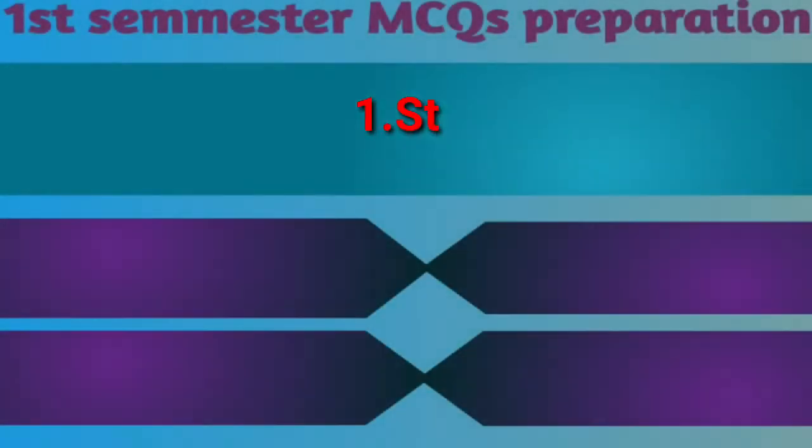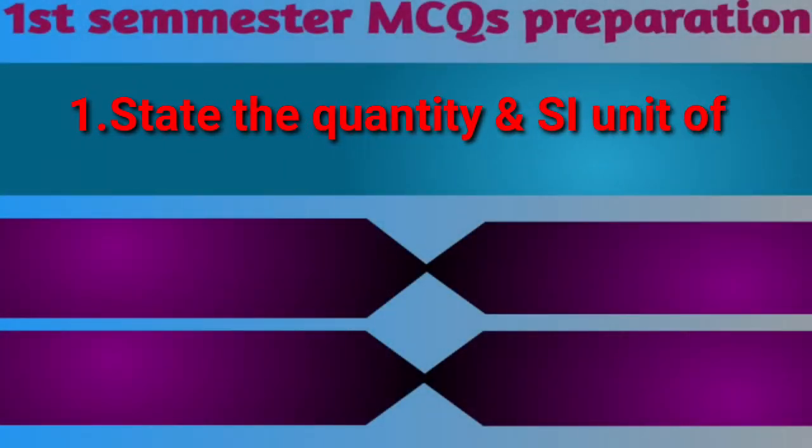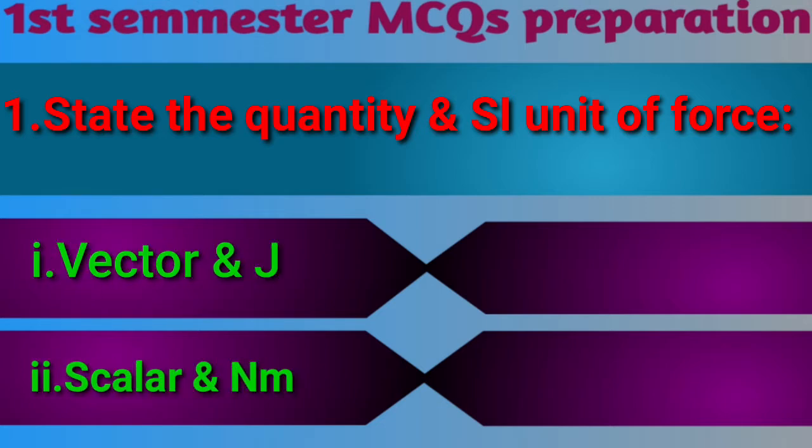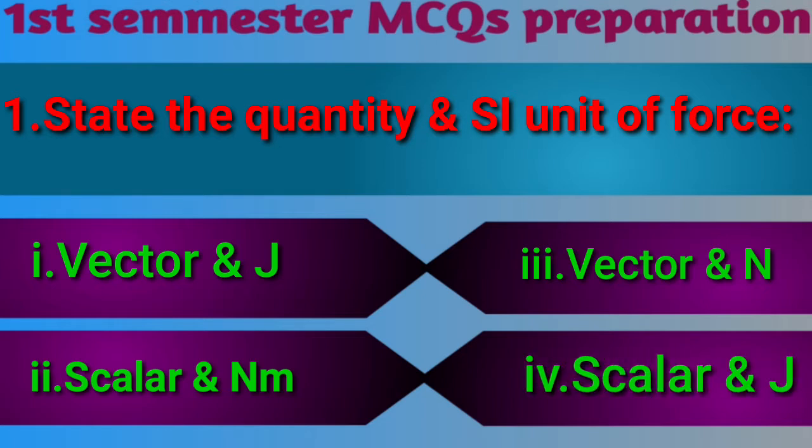So the first question is, state the quantity and SI unit of force. The four options are vector and joule second, scalar and Newton meter, vector and Newton, and the last option is scalar and joule. The right answer will be vector and Newton.